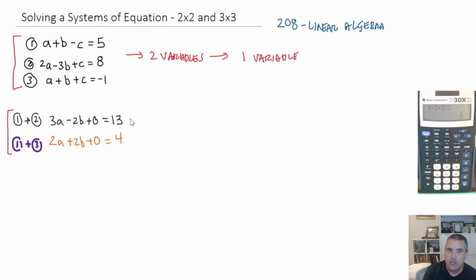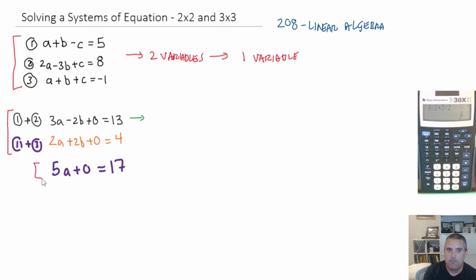I can either solve for one of the variables, like I could solve for a and substitute in, or I could add or subtract side by side. And in this case, they've set it up perfectly so you can add and subtract side by side. Do you see that? So I'm going to add them. So I get 5a plus 0 equals 17.